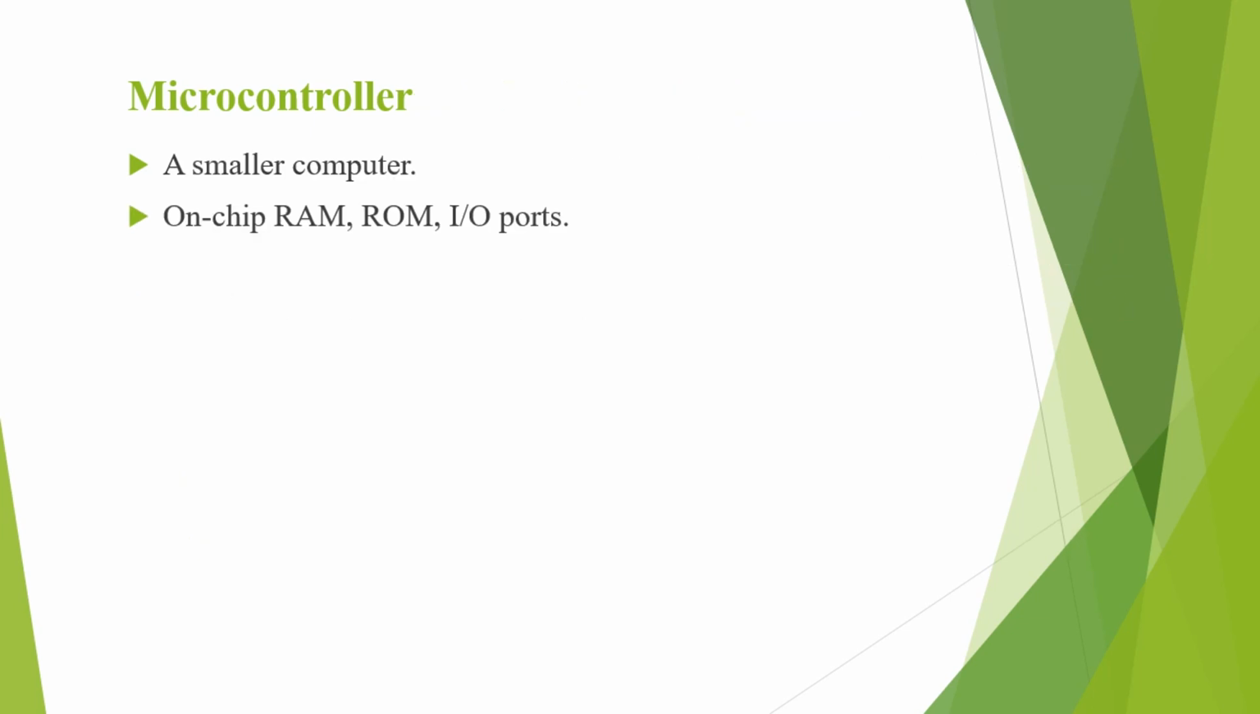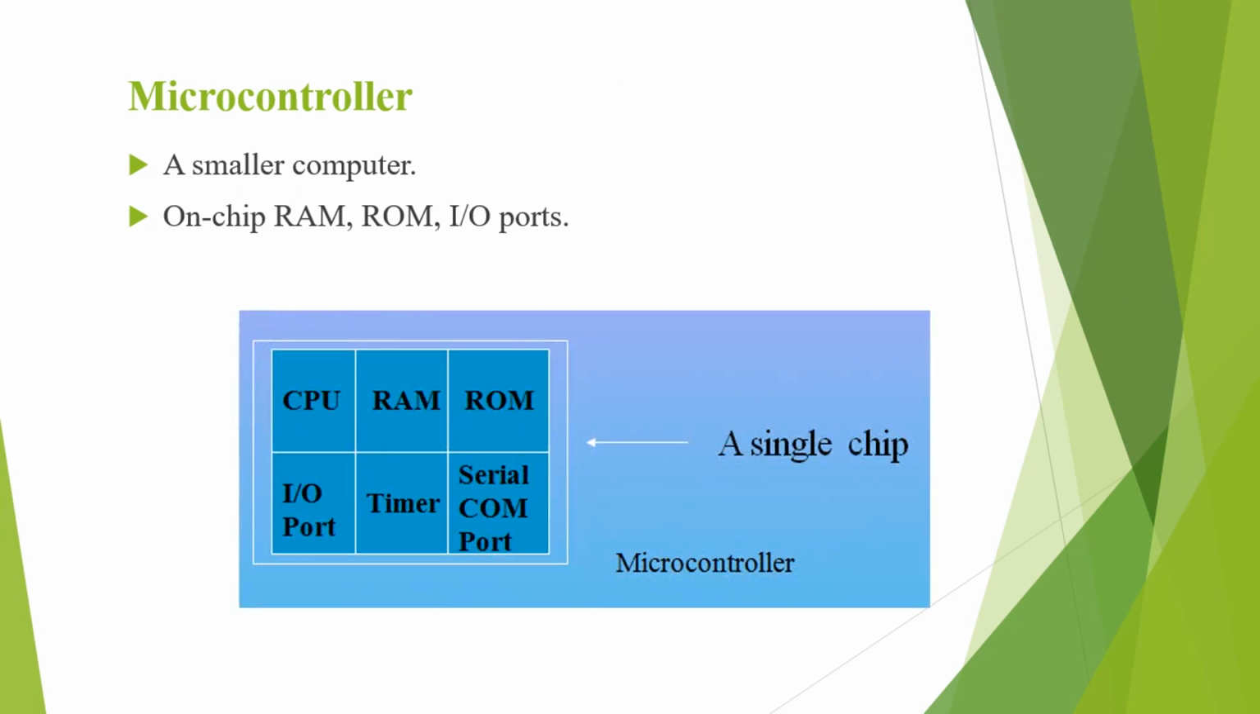A microcontroller can be termed as a smaller computer. It has on-chip RAM, ROM, I/O ports. So in a single chip, we have the central processing unit, RAM, ROM, I/O port, timer circuit, serial communication port.